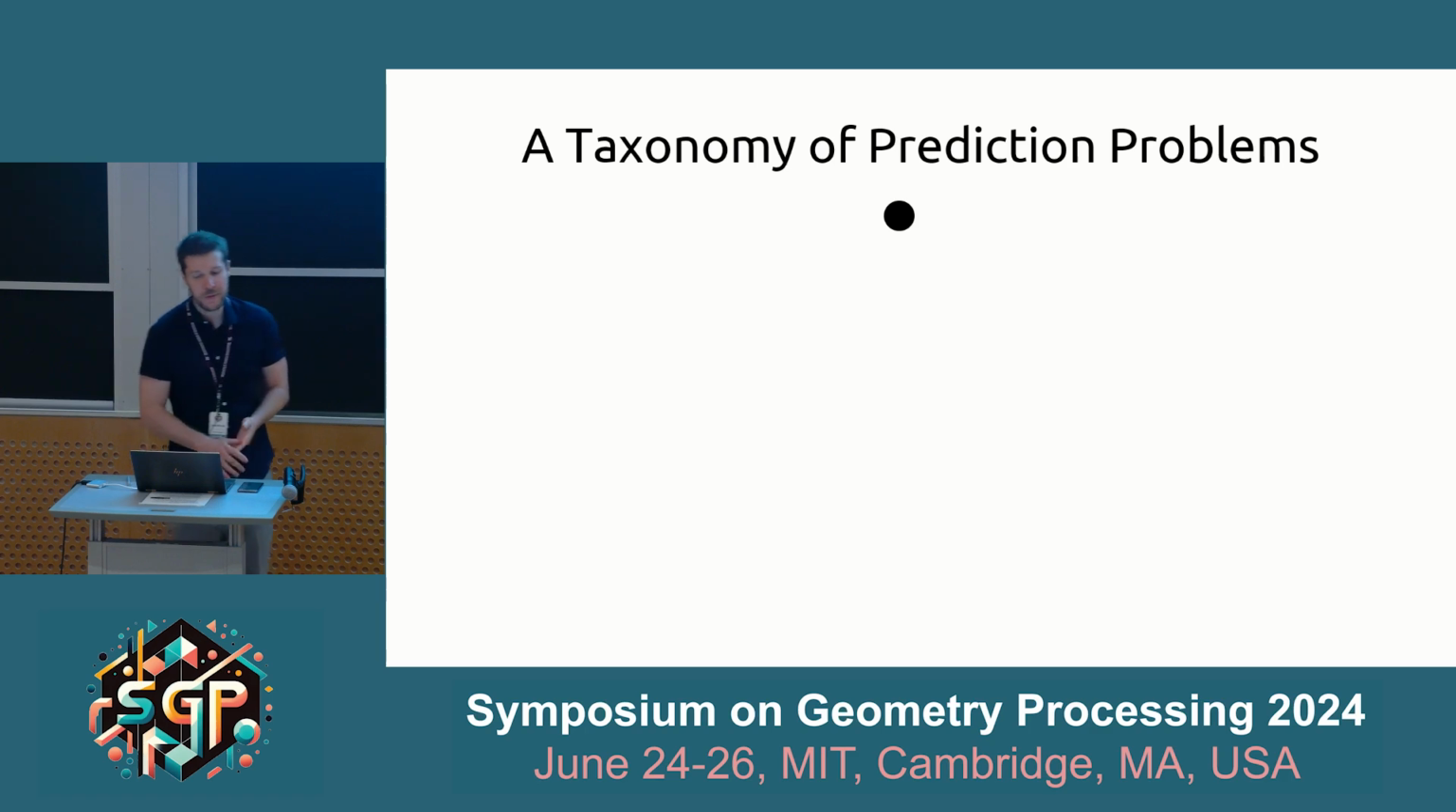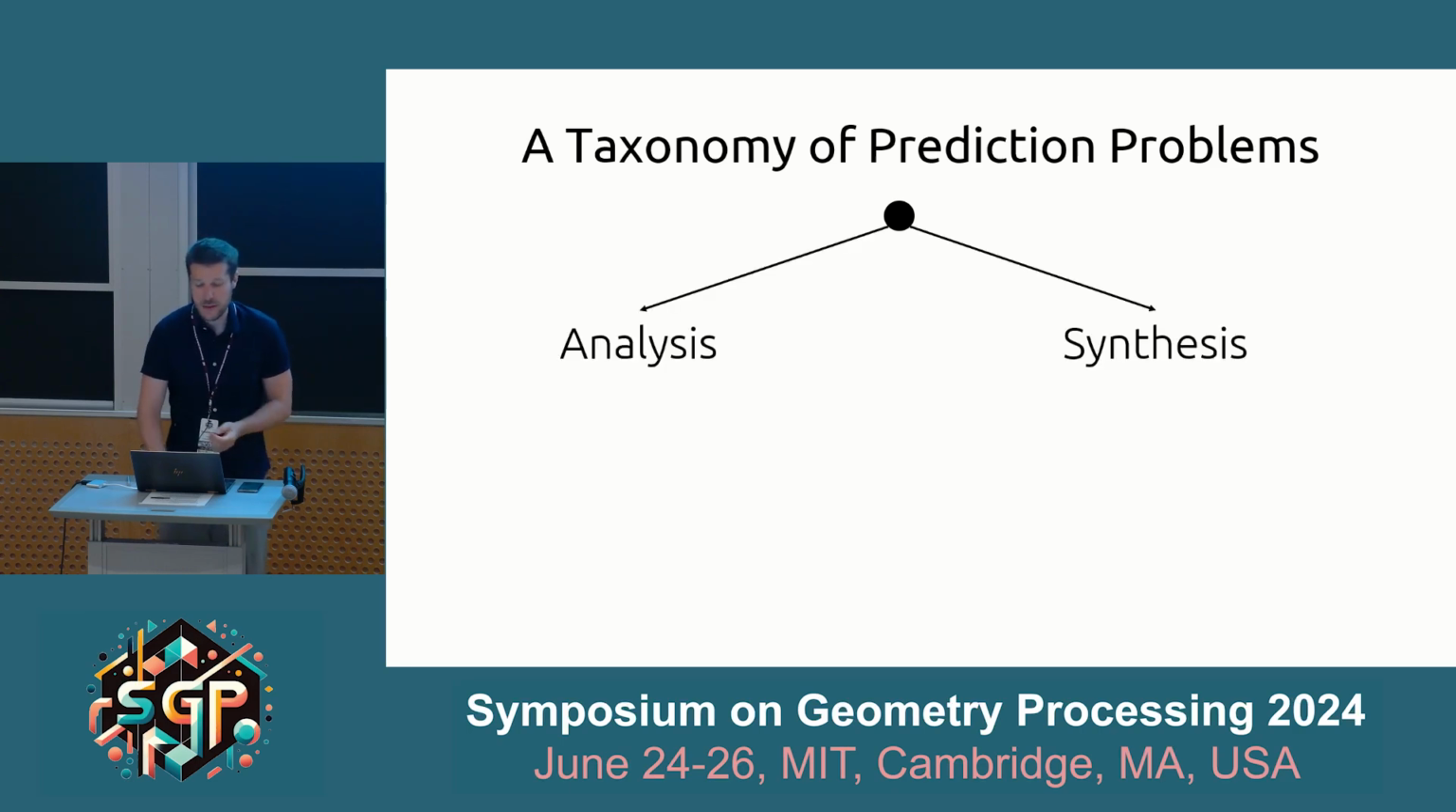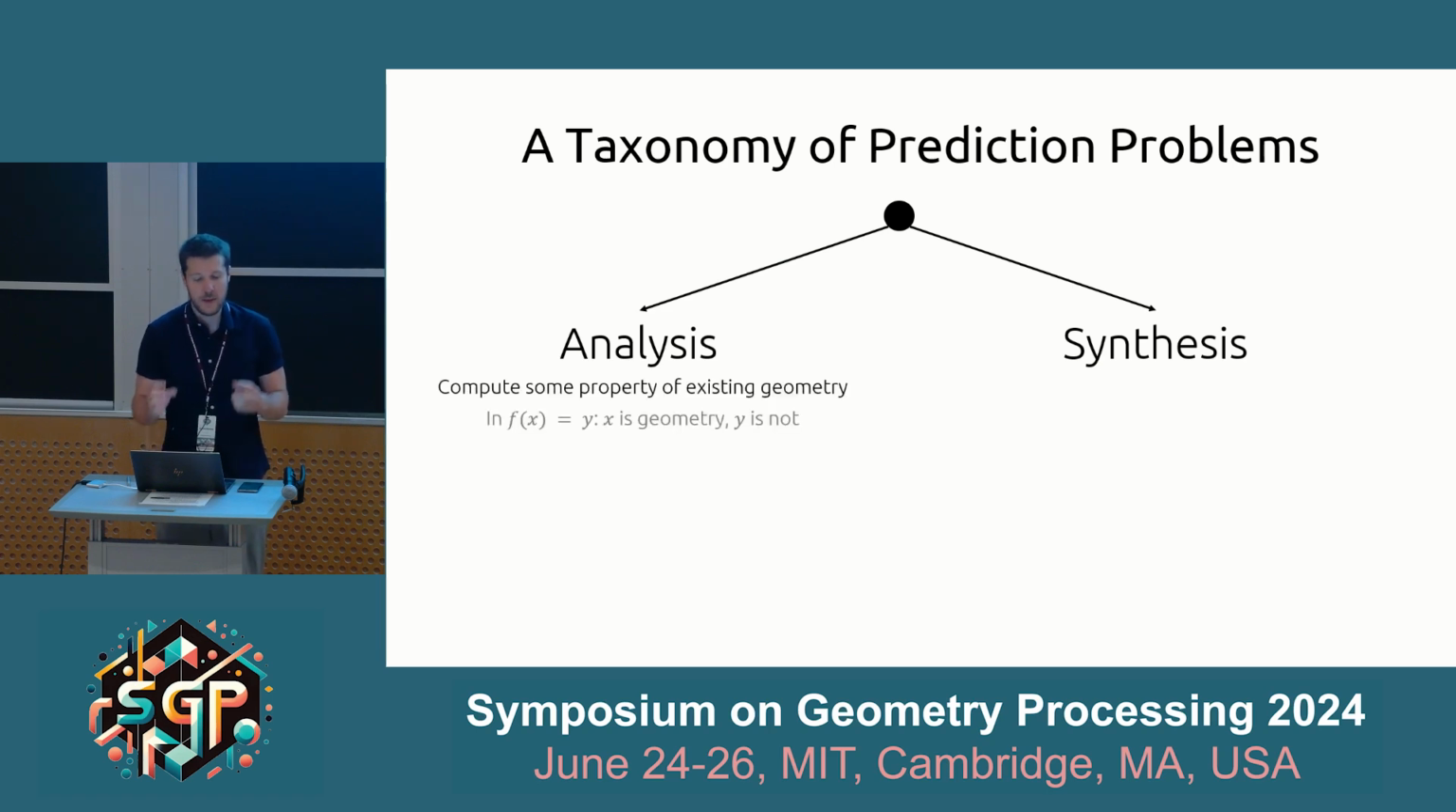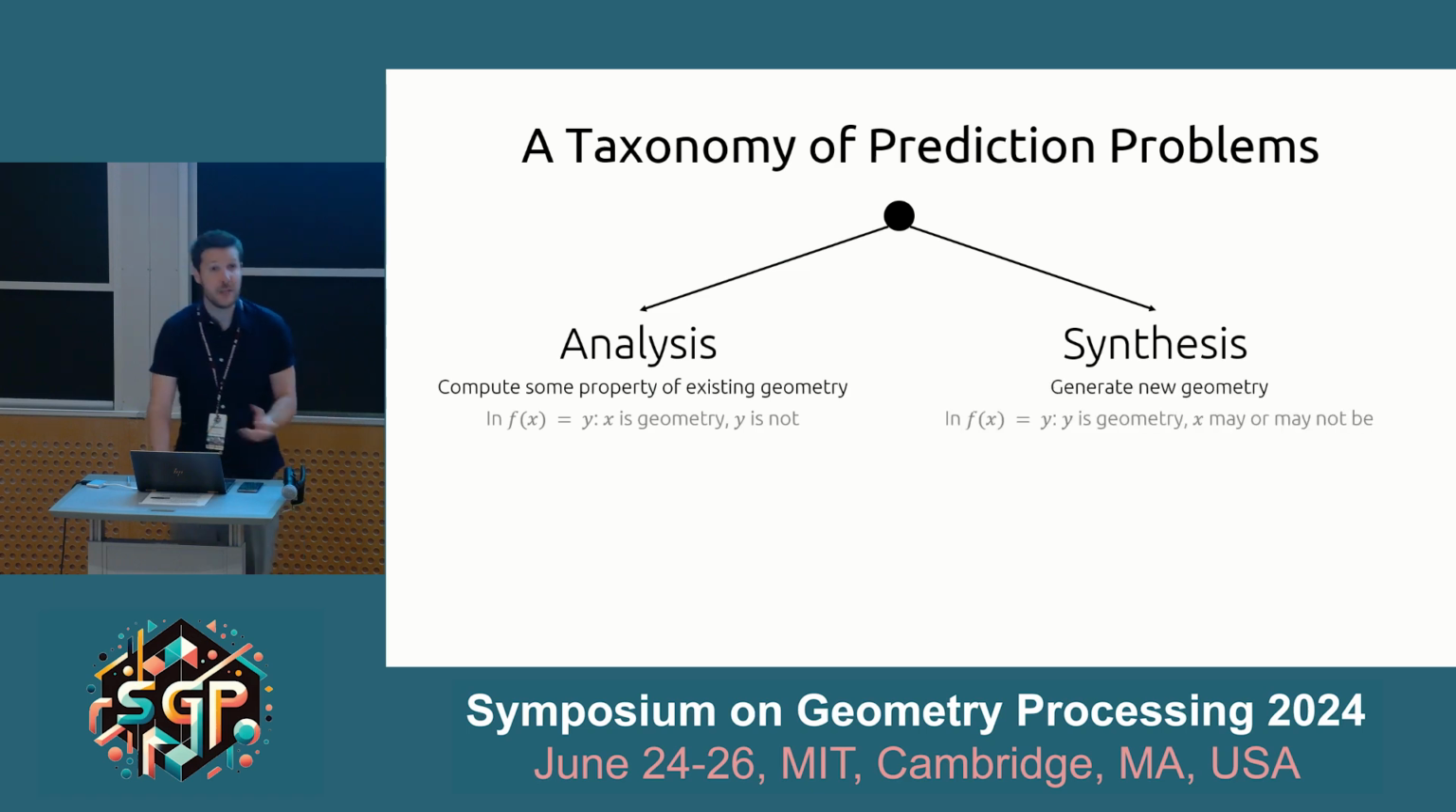If we start with the root node of this hierarchy, this encapsulates every possible prediction problem you might be interested in. The first split we can make is between what I'll call analysis and synthesis problems. In analysis, we are trying to compute some property of existing geometry. So in our little f of x equals y setup, x is some geometry and y is not. y is some other quantity we want to compute. Whereas in synthesis problems, we're trying to generate new geometry. So in this case, the y is geometry and the x may or may not be. We'll see examples of that later.